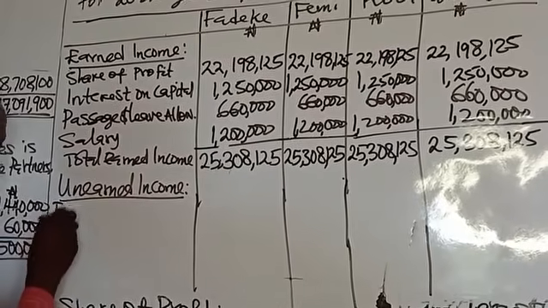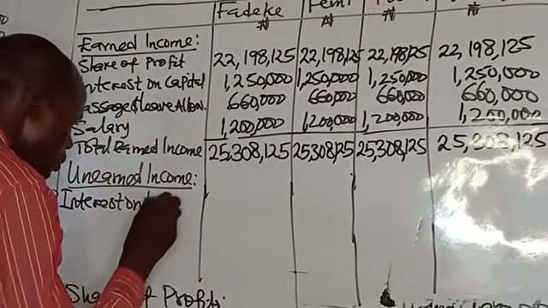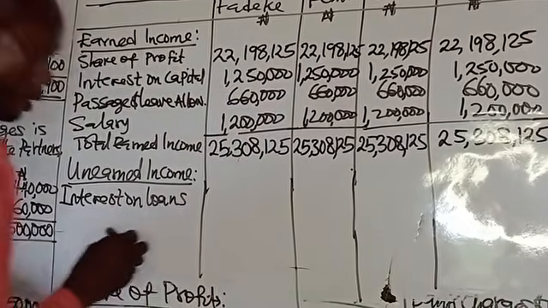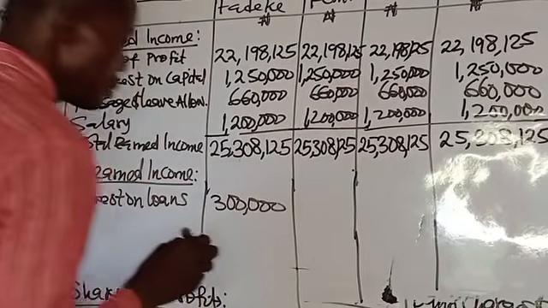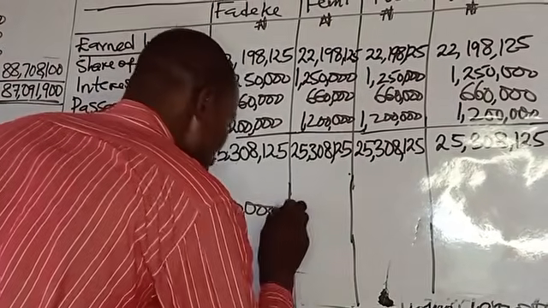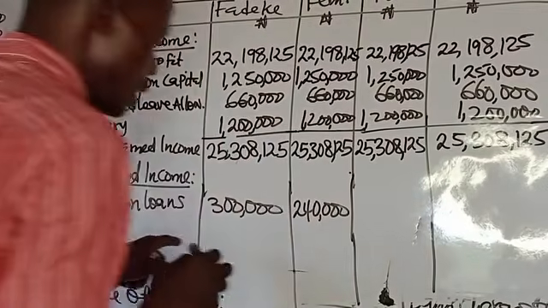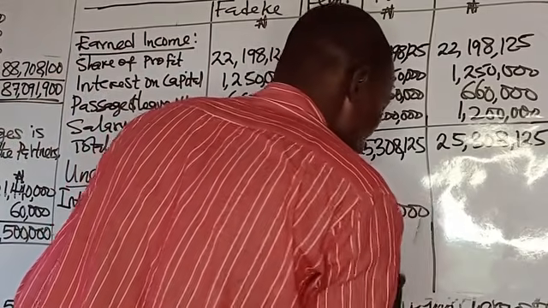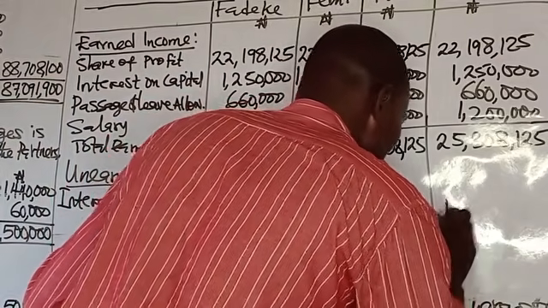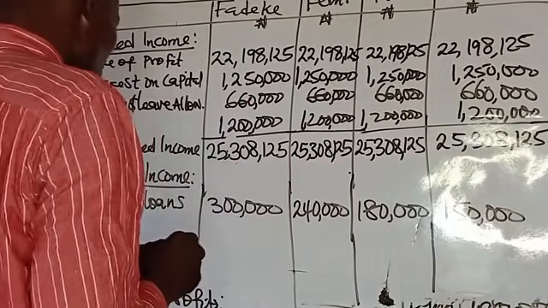So we have interest on loans. 300,000 for Fadike, Femi 240,000, then Kola 180,000, then Gbenga 150,000. That is their interest on loans.